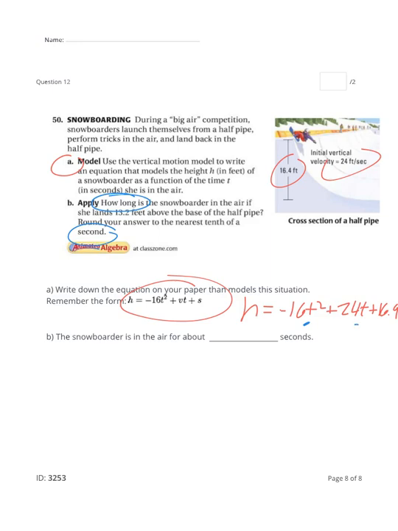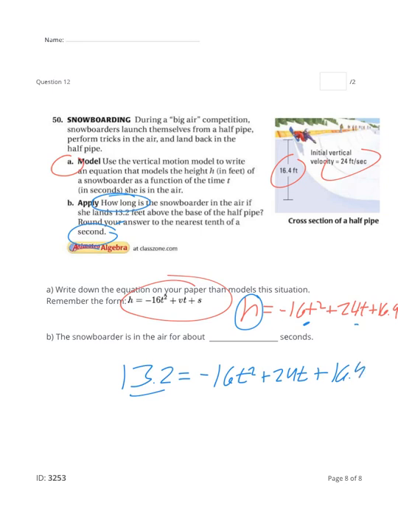So in my formula, I must know what h is. And it looks to be that 13.2 feet. So I'm going to plug that in for h, 13.2, because that's the height where she lands. We want to figure out how long until she's back at that height, which is the landing point. So 13.2 equals negative 16t squared plus 24t plus 16.4.